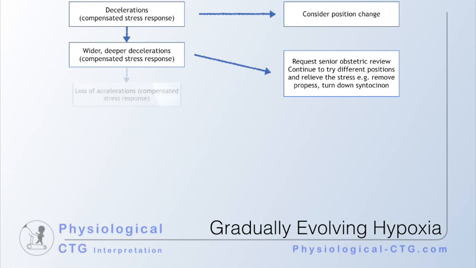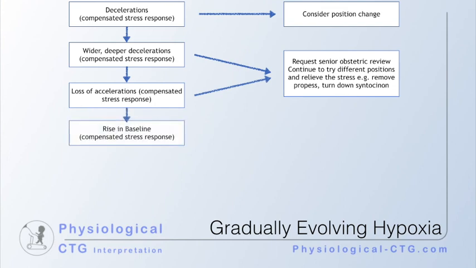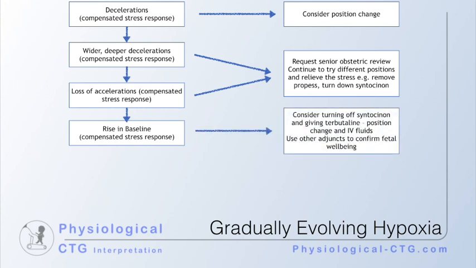As the hypoxia worsens, there will be loss of accelerations. There will then be a rise in the baseline. Again, this represents a compensated stress response. At this point, we should consider turning off the syntocinon and giving terbutaline. We can try position change and IV fluids if this is not tried already, and use other adjuncts to confirm fetal well-being, such as fetal scalp stimulation.